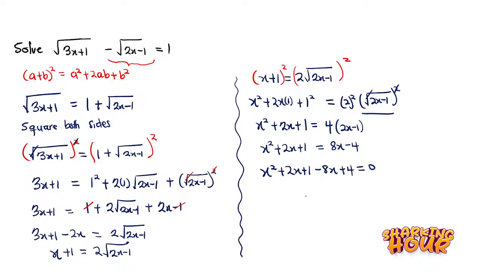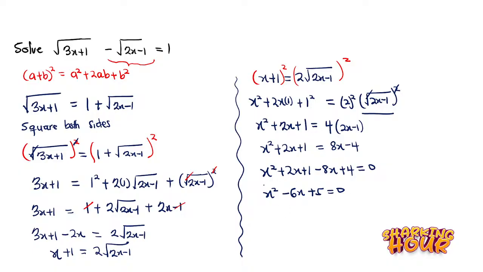Now, all I have to do is to simplify this expression. So by doing that, I see that my x squared is 1, so I maintain that. Over here, I have 2x and then negative 8x. So 2x minus 8x will give me negative 6x. And then the last term I have over here is 1 and then positive 4. 1 plus 4 will give me 5. So I have positive 5, and this is equal to 0.